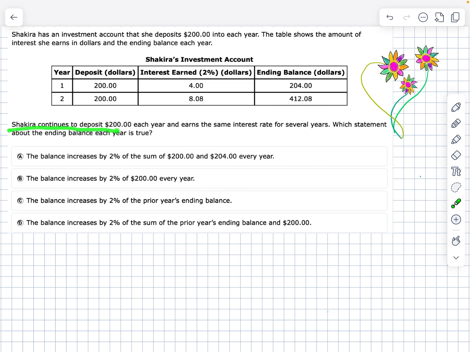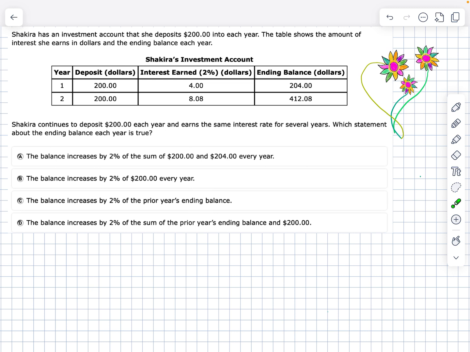Shakira continues to deposit $200 each year and earns the same interest rate for several years. So this table only goes to 2 years, but they're talking about several years. And which statement about the ending balance each year is true? So again, I always like to look at the answers and know, oh, well, they don't want us to solve anything. They just want us to see if we can see the pattern of what's going on.